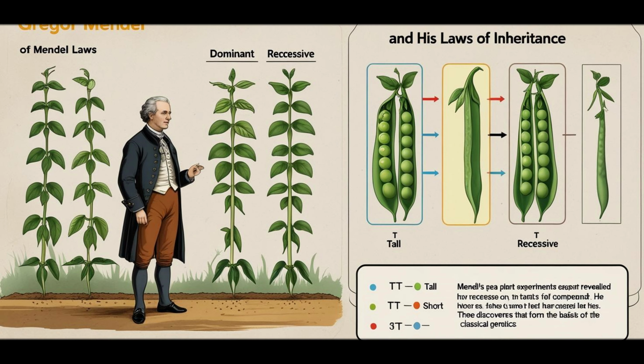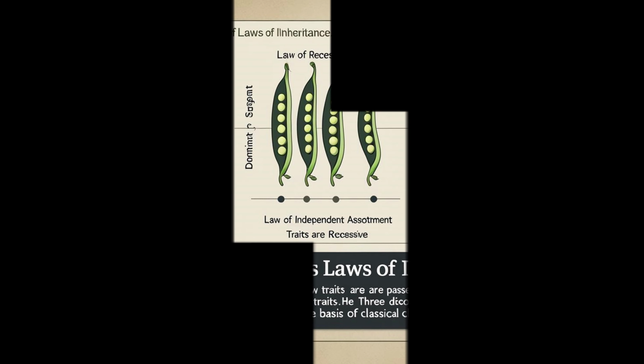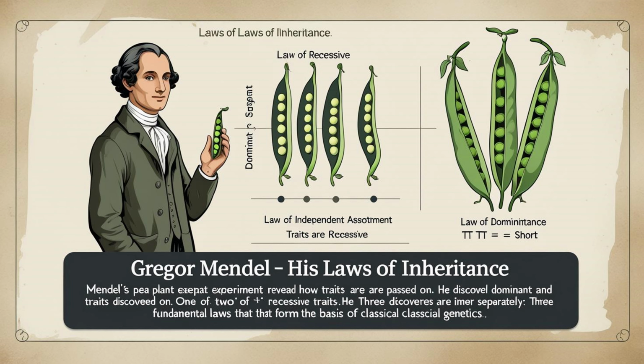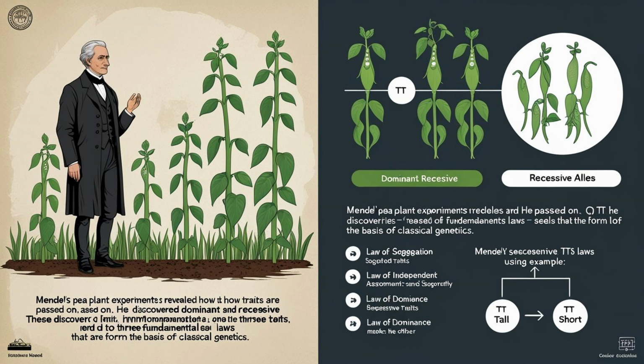Mendel's pea plant experiments revealed how traits are passed on. He discovered dominant and recessive traits. A dominant trait is always expressed if present, like tall height in peas. A recessive trait only shows up if both alleles, or gene versions, are recessive. Mendel's work led to 3 important laws. Law of segregation: each individual has 2 alleles for a trait, but passes only one to the offspring. Law of independent assortment: genes for different traits are passed independently. Law of dominance: one allele can mask the expression of another.